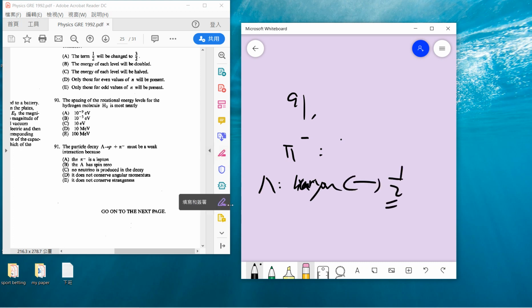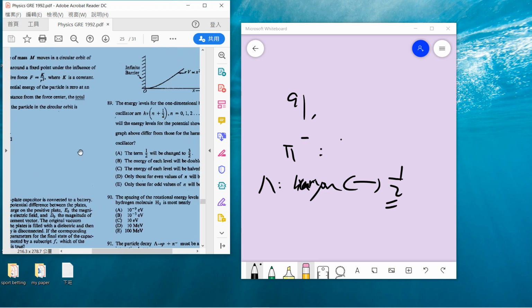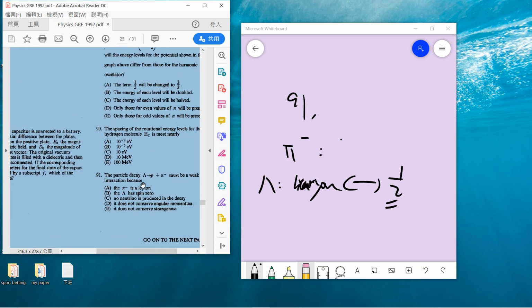So B is not correct. And for the one saying no neutrino is produced in the decay: no neutrino produced in a decay does not mean it must be a weak interaction. So D, angular momentum is always conserved in standard model interactions. So the remaining is E. This type of standard model question is difficult, and you need to remember at least some basic properties of the weak interaction.